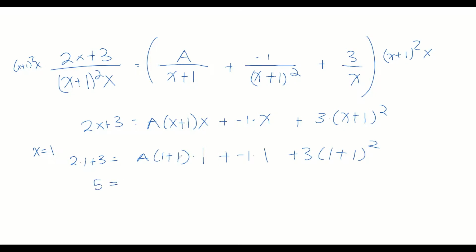I get a times 2 times 1, so that's going to be 2a. Then I have this -1. Then here I get 2 squared, which is 4, times 3, which is 12. So then that's plus 11, and I'm added over. So 5 is equal to 2a plus 11. Subtract it over, which is going to be -6 is equal to 2a, which is then going to imply -3 is equal to a.